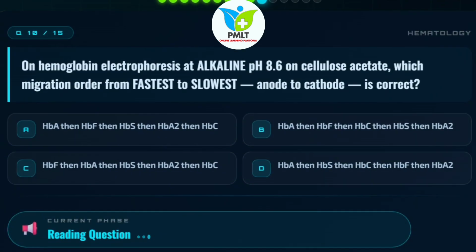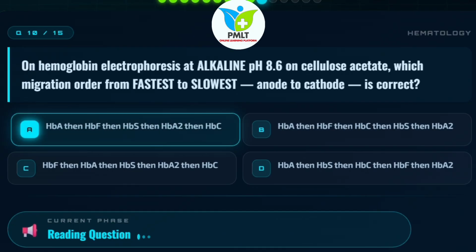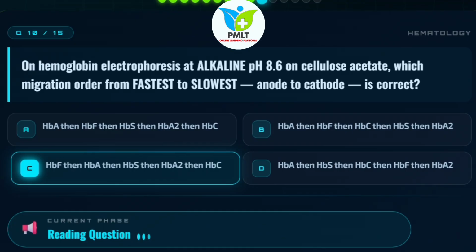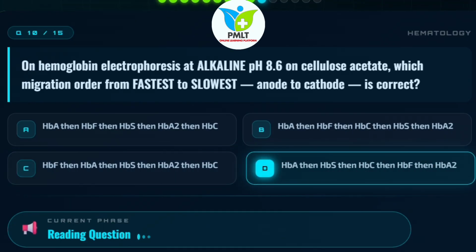On hemoglobin electrophoresis at alkaline pH 8.6 on cellulose acetate, which migration order from fastest to slowest, anode to cathode, is correct? A. HbA then HbF then HbS then HbA2 then HbC. B. HbA then HbF then HbC then HbS then HbA2. C. HbF then HbA then HbS then HbA2 then HbC. D. HbA then HbS then HbC then HbF then HbA2.